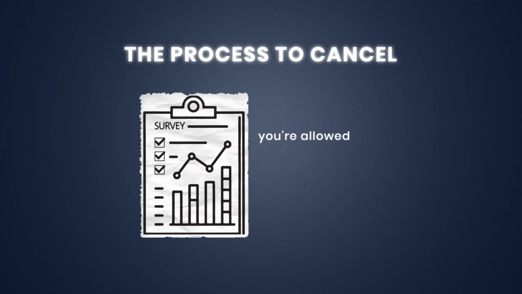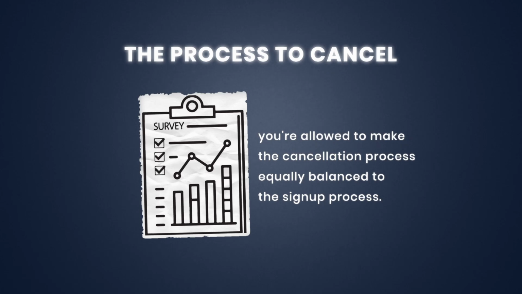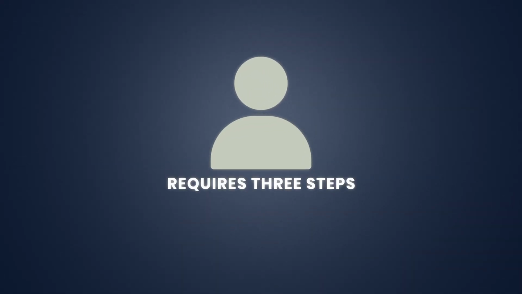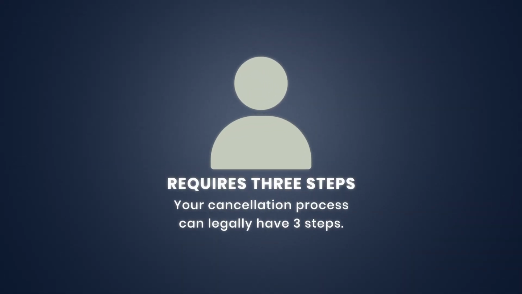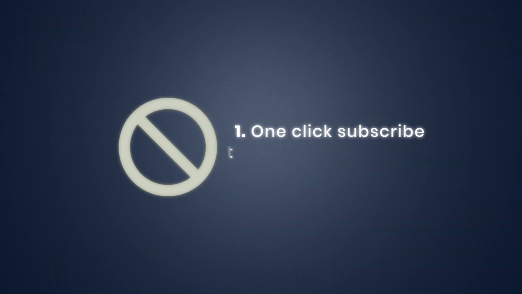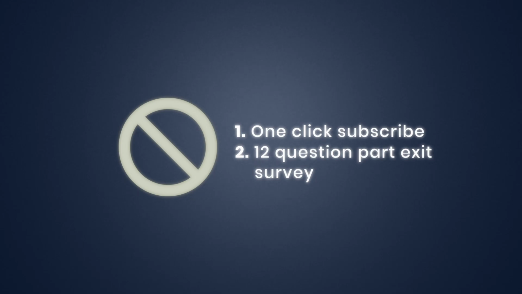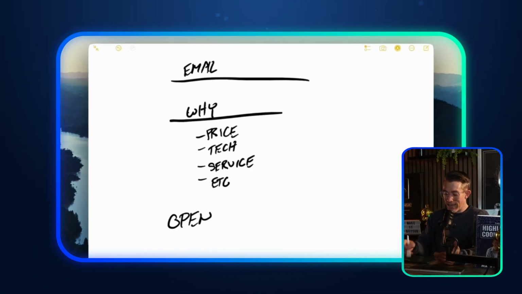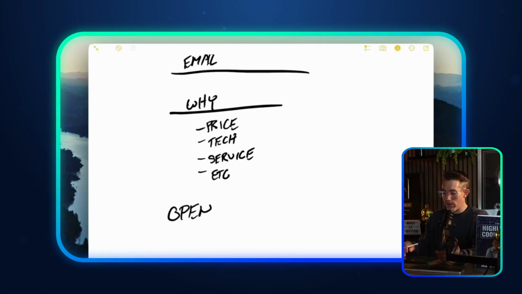A note about compliance is you're allowed to make the cancellation process balanced to the sign-up process. So if your process of becoming a subscriber requires 3 steps, your cancellation process can legally have 3 steps. What you can't do is have a one-click subscribe, barely any information asked, and then also have a 12-question exit survey. So that's illegal, at least in some states. And so we generally consider a balanced process there. If you ask 3 questions to start, it's fair to ask 3 questions to end, or whatever it might be. But we really try to keep it simple. It's just email, the why, and then sort of an open notes field.